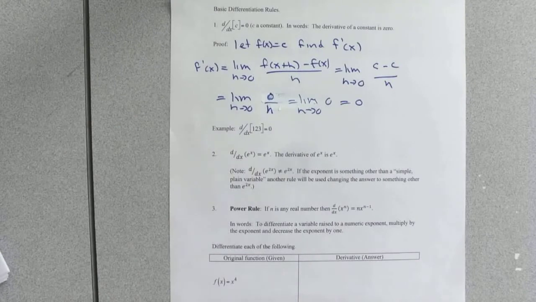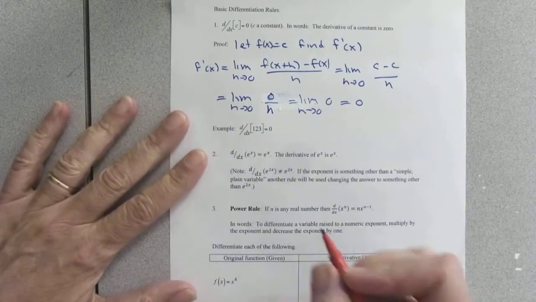Then a rule that we're going to use a bunch, the power rule. If n is any real number, then the derivative of x to the n is n times x to the n minus 1. In words, to differentiate a variable raised to a numeric exponent, multiply by the exponent, and decrease the exponent by 1.